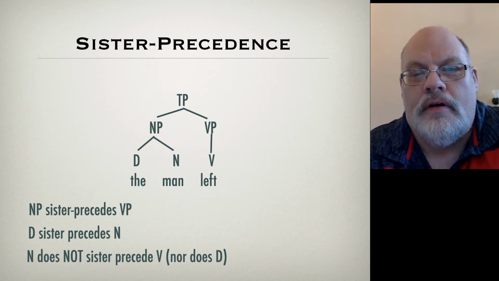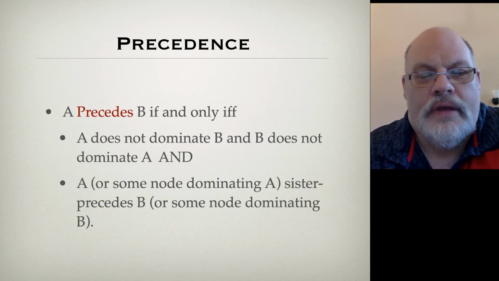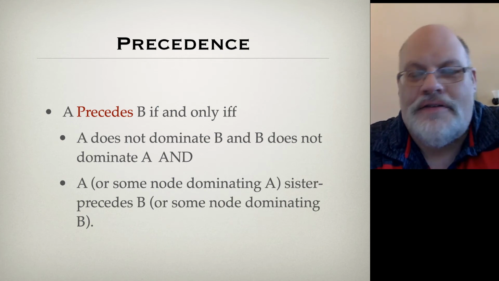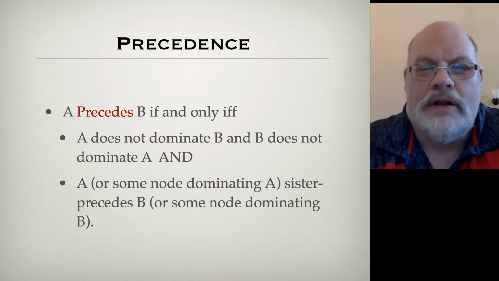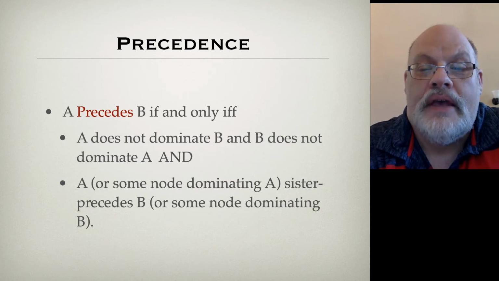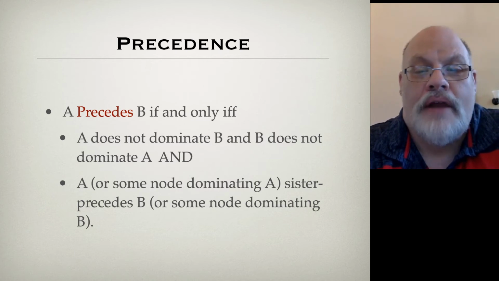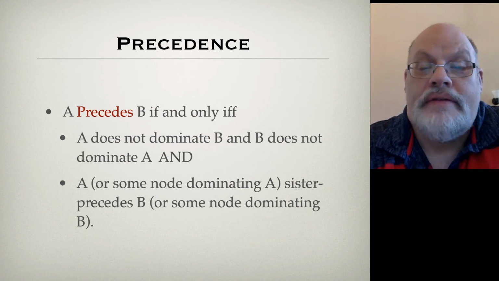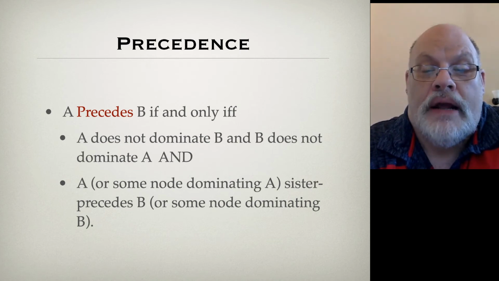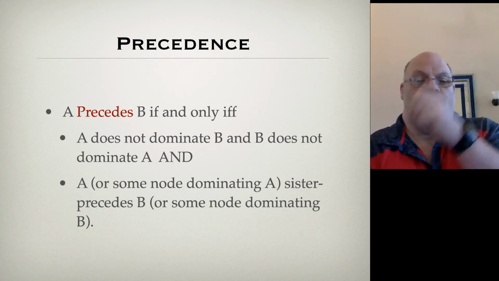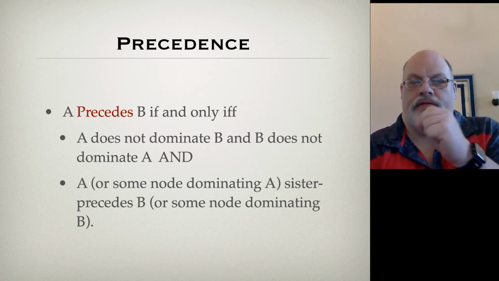This is going to be critical for us getting the definition of precedence correct. So here's our fairly complicated definition of precedence, that is to try and get around these sort of weird little things that the tree introduces. So A precedes B if and only if. By the way, sometimes we write if and only if as IFF. A does not dominate B and B does not dominate A. So that first bit says if two nodes are in a domination relationship, they hold no precedence relationship towards each other.